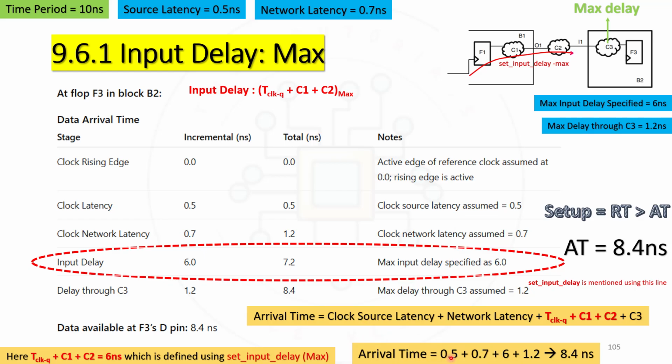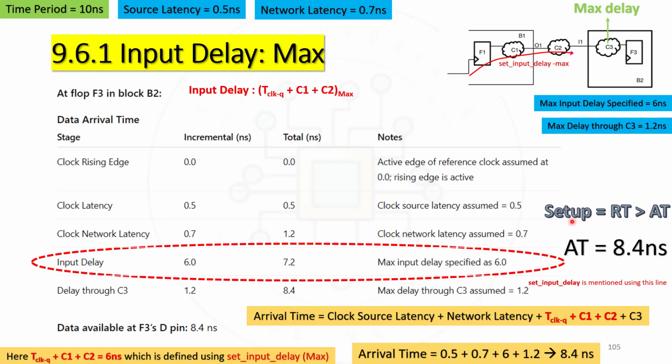Source latency is 0.5, network latency is 0.7, then clock to queue delay followed by C1 and C2. You can see here that clock to queue delay, C1 and C2 is the input delay, and that value is 6 nanosecond. I have mentioned it clearly here also. I am substituting that value here, followed by the maximum delay of combo C3, which is 1.2. If I add all this, I get a total arrival time of 8.4 nanosecond.